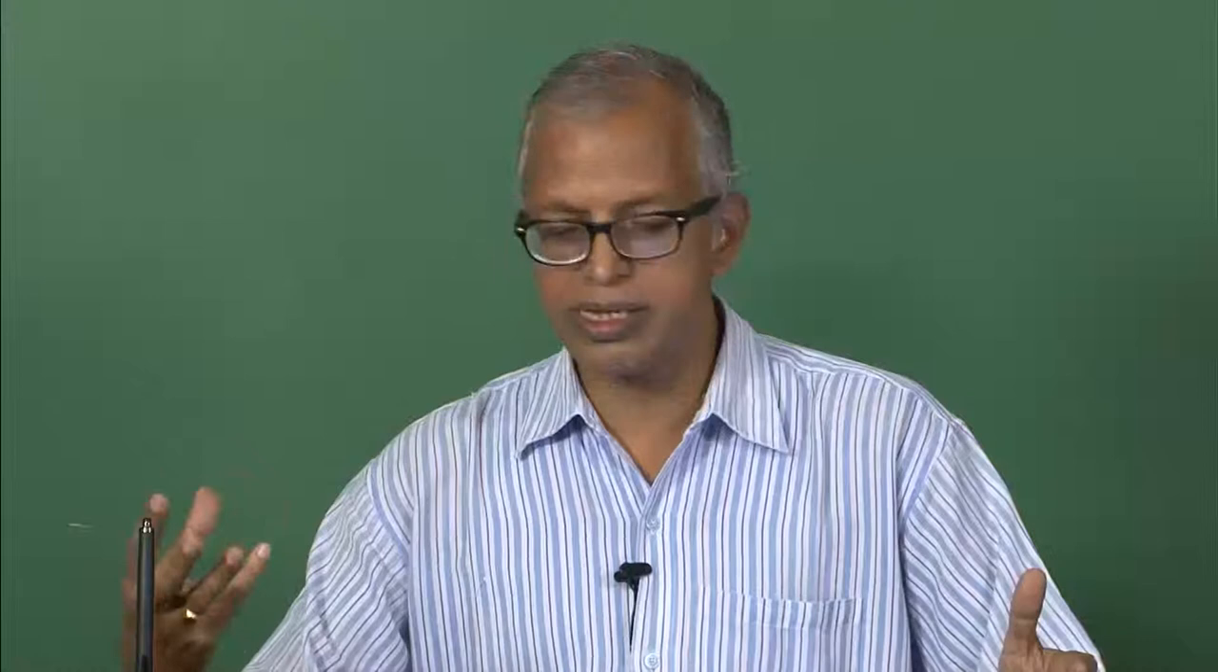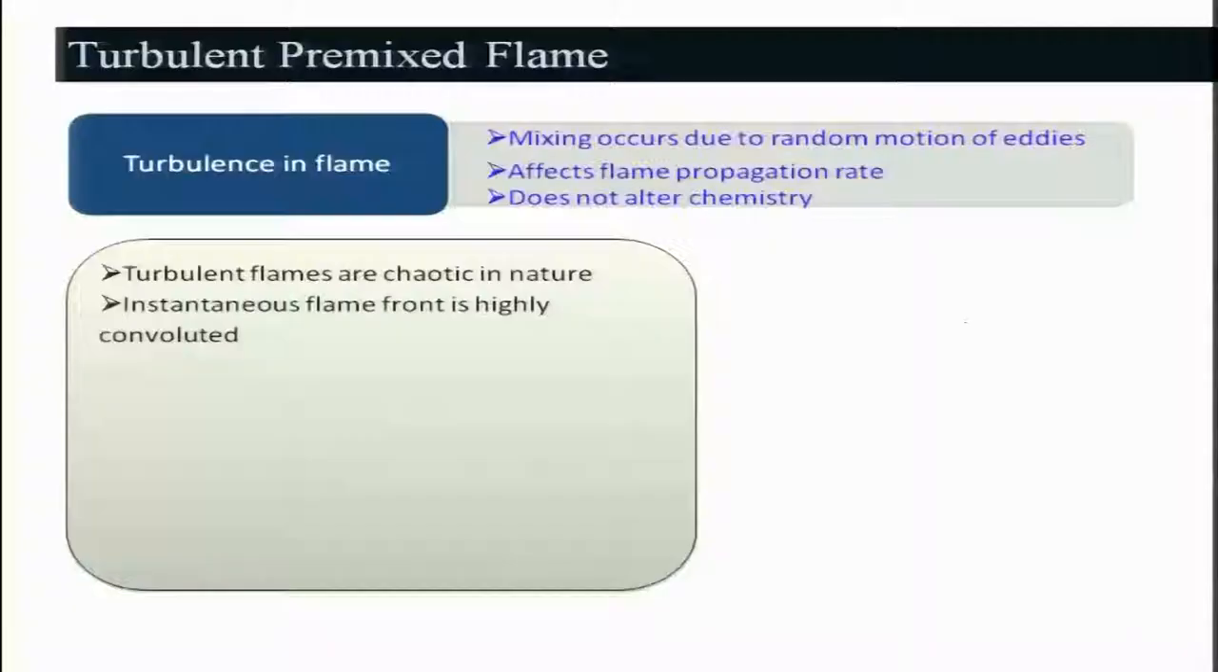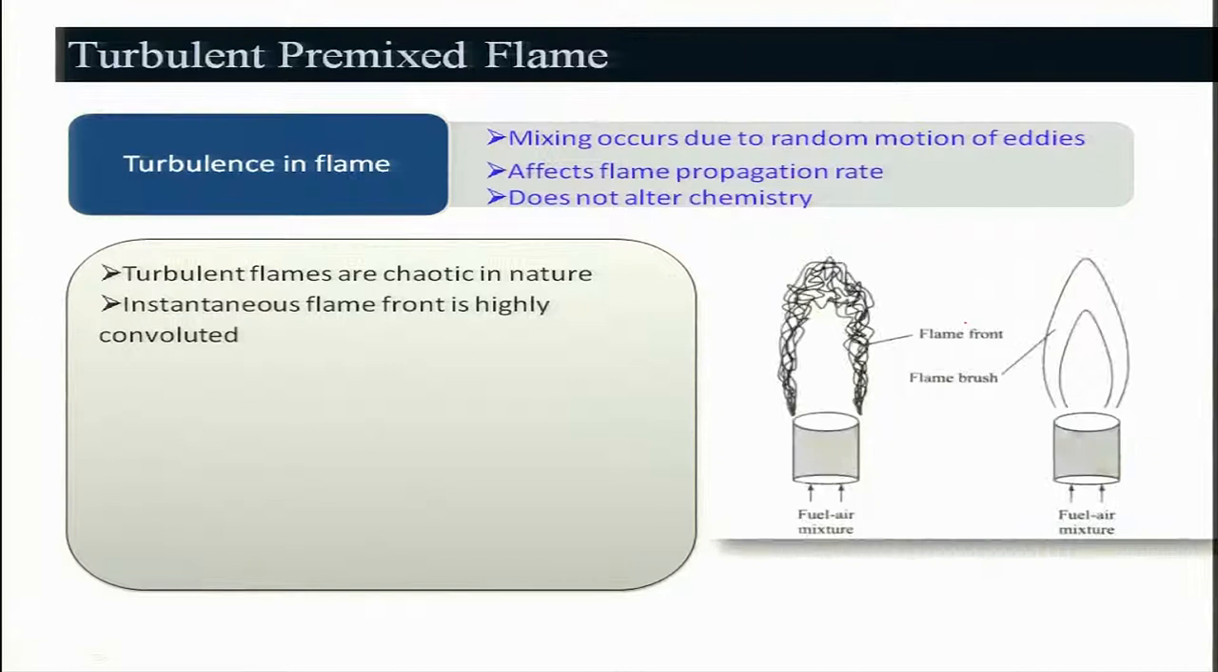As a result, the instantaneous flame front is highly corrugated or convoluted, unlike the laminar flame, of which I have shown you some pictures, very smooth and sleek. But here it is not. You will get a very corrugated kind of surface. For example, if you take any one line, it will be corrugated. If I draw it here, it is not the way I am drawing, it will be very zigzag. This is corrugated.